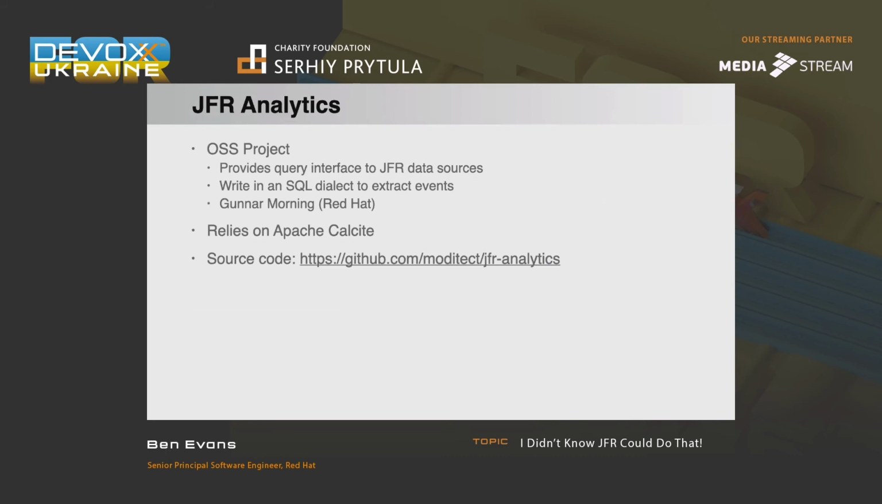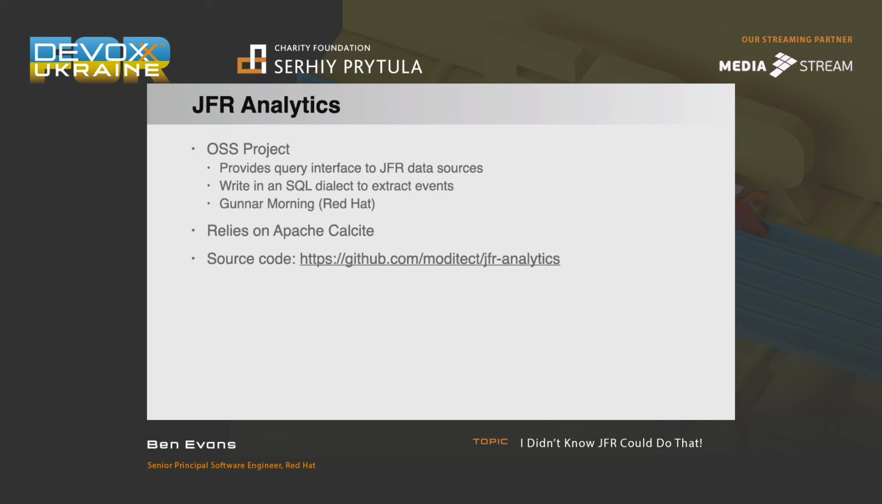So related to this is a project called JFR Analytics, which provides a query interface to JFR sources. This is written in a sort of SQL dialect, and I noticed that autocorrect has changed the name of my colleague at Red Hat and decided that his surname needed to be corrected to Morning, so I better fix that as well. This runs on top of Apache Calcite, which is sort of an SQL-ish wrapper over the top of any kind of data store which could support it.